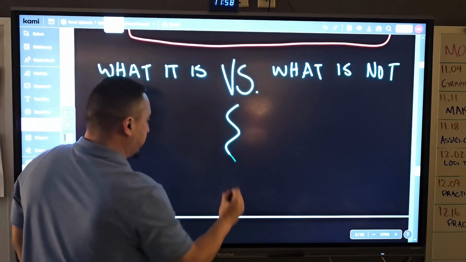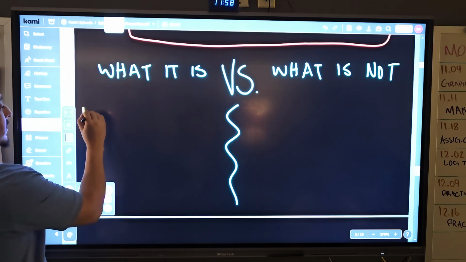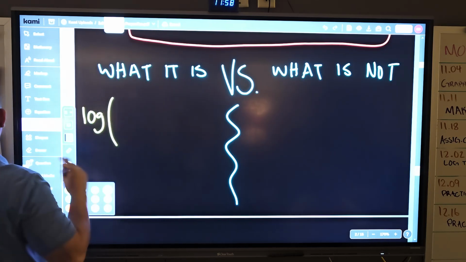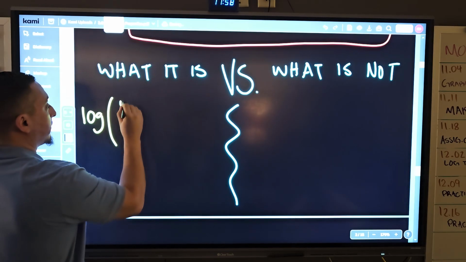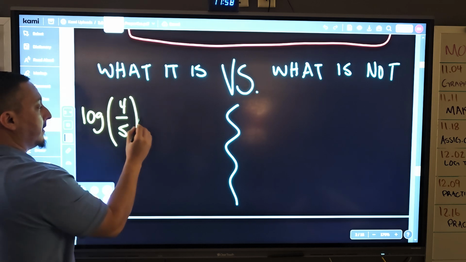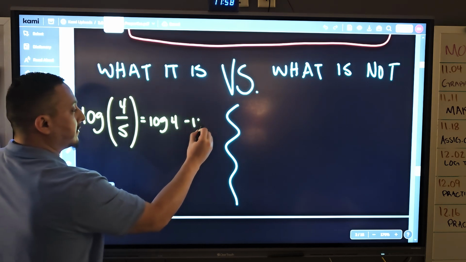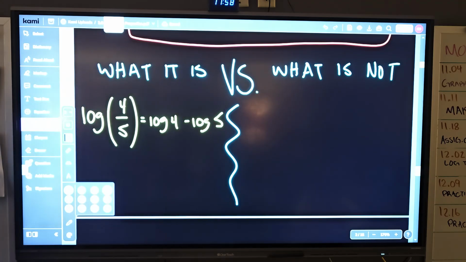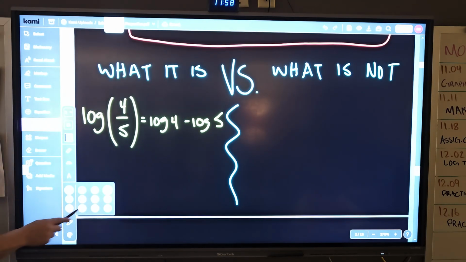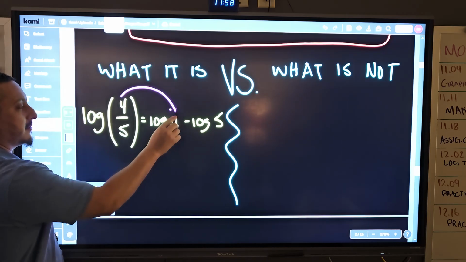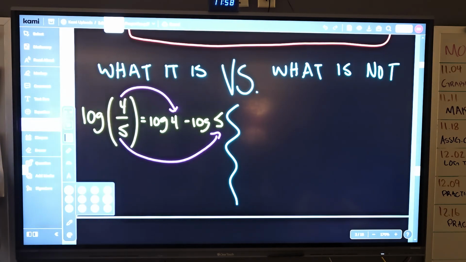Okay, here's what it is. Log of 4 over 5. So that's the same as the log of 4 minus log of 5. So that's true. The only way you can mess that up is subtraction. The order does matter, right? So this goes first, this goes second. If you do those out of order, that would be wrong, because 4 minus 5 is not the same as 5 minus 4. With subtraction, order is very important.